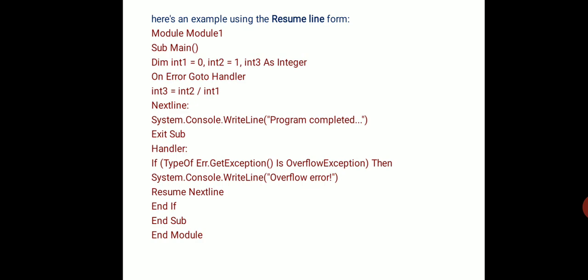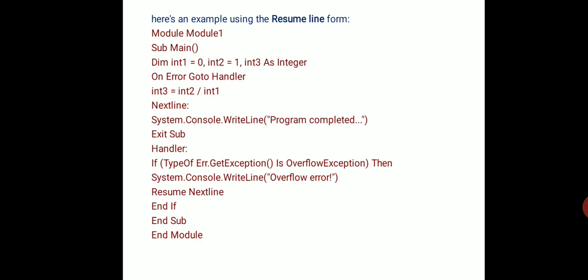Here is an example of using resume next line. See the same example: on error go to handler, int 3 equal to int 2 divided by int 1. Next line, system.console.writeLine program completed. Handler is: if type of error get exception is overflow exception, then print overflow error.